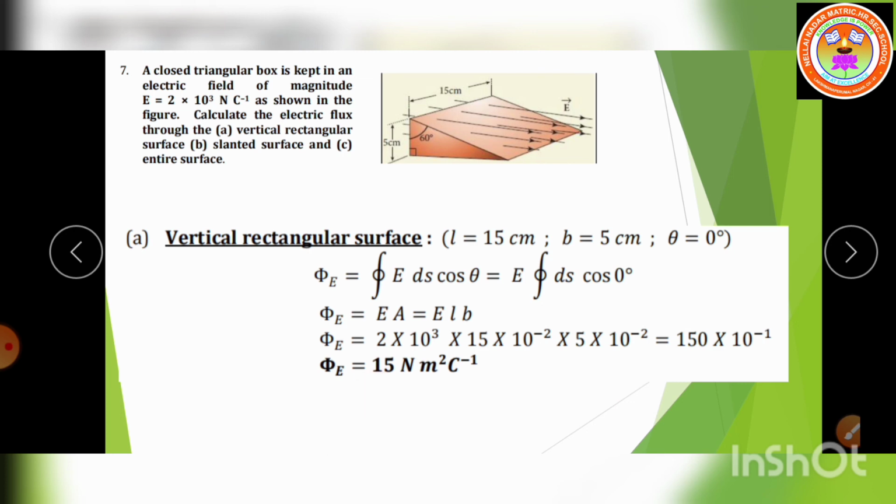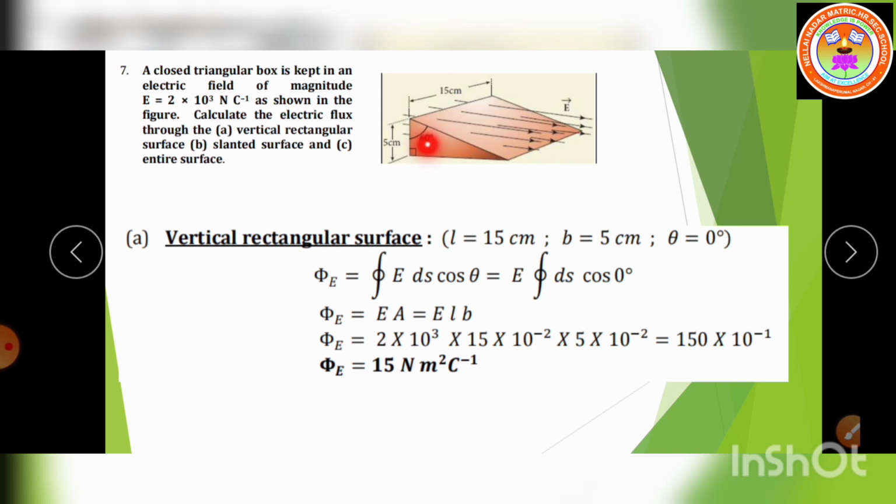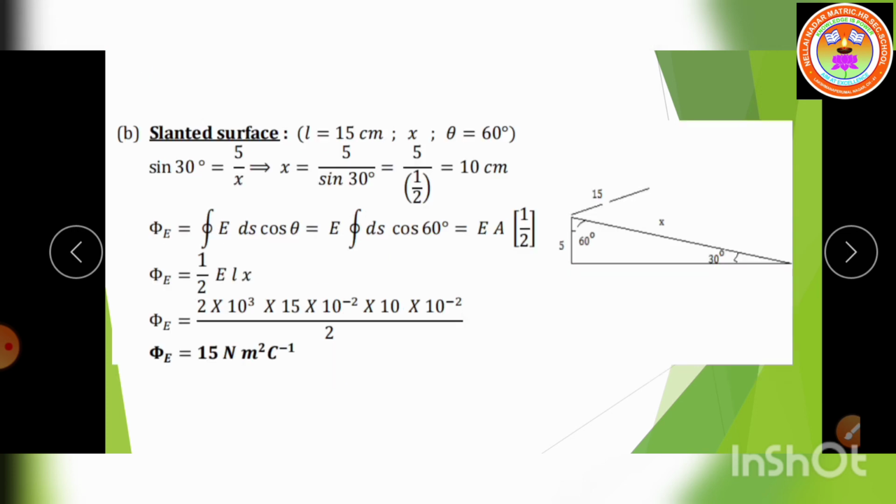per coulomb. Like this. Next you are going to calculate for the slanted surface. So listen, in the slanted surface, what is the angle they given? 60 degree. Here perpendicular means 90 degree. What is the total angle of the triangle? 180 degree. So here 90, here 60, here 30 degree. Very good. So 60 degree, 30 degree.